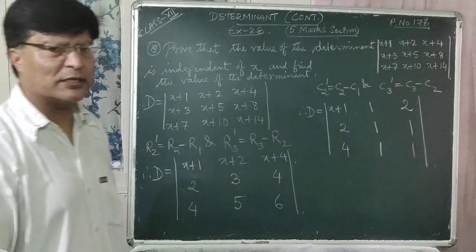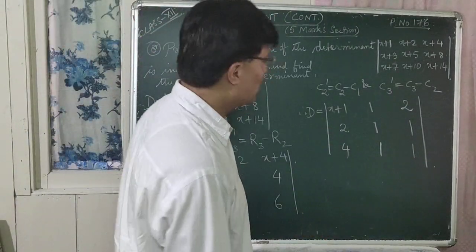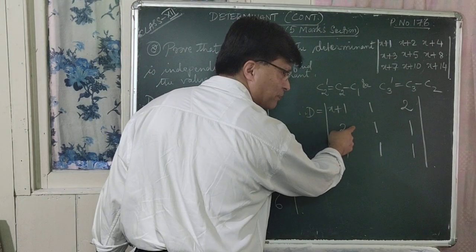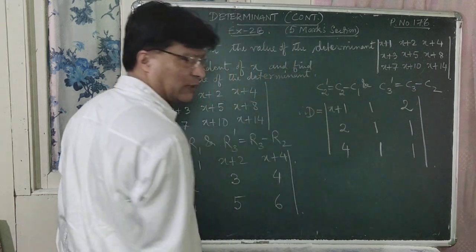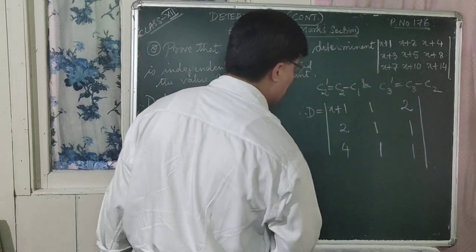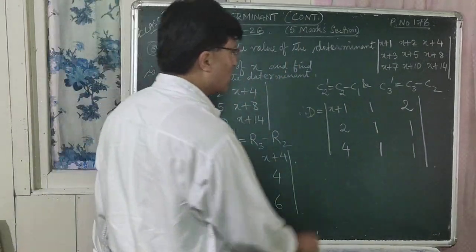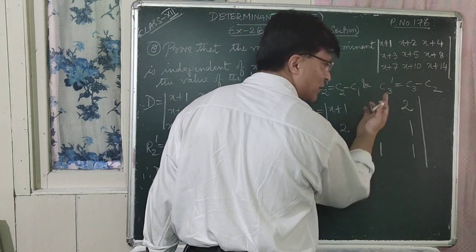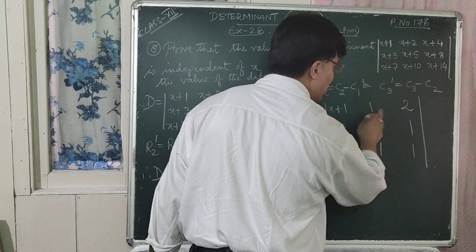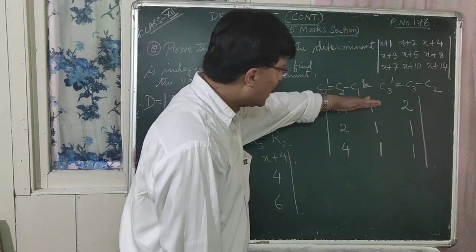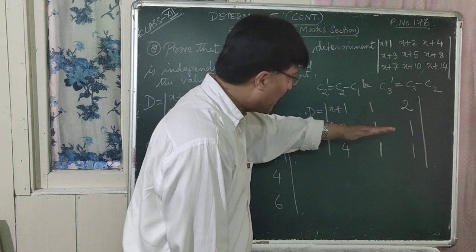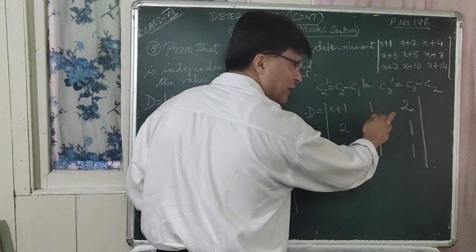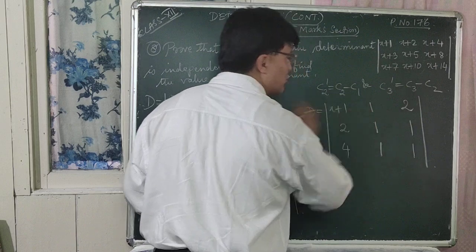You can make any 2 of these ones 0. Again, you can use the property. Which property is used? R1 dash is equal to R1 minus R2 and R2 dash is equal to R2 minus R3. Right? So let's use that property now again. Or you can use C2 dash is equal to C2 minus C3 also. C3 dash is equal to C3 minus C1. You may use R1 dash is equal to R1 minus R2 and R2 dash is equal to R2 minus R3. Or you may use C3 dash is equal to C3 minus C2.